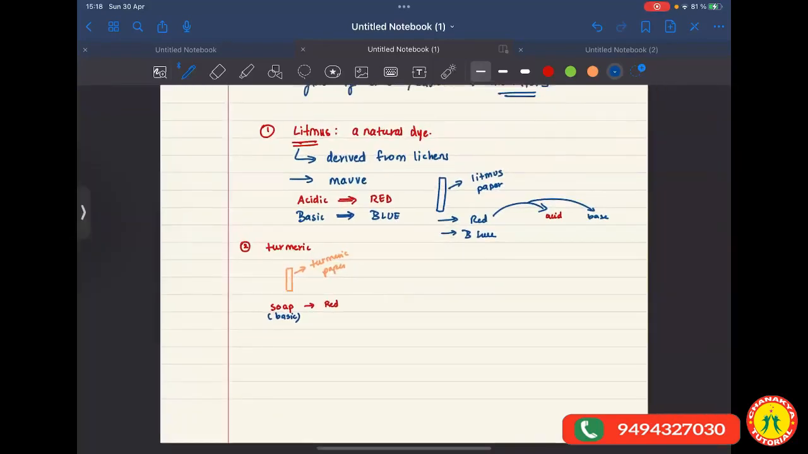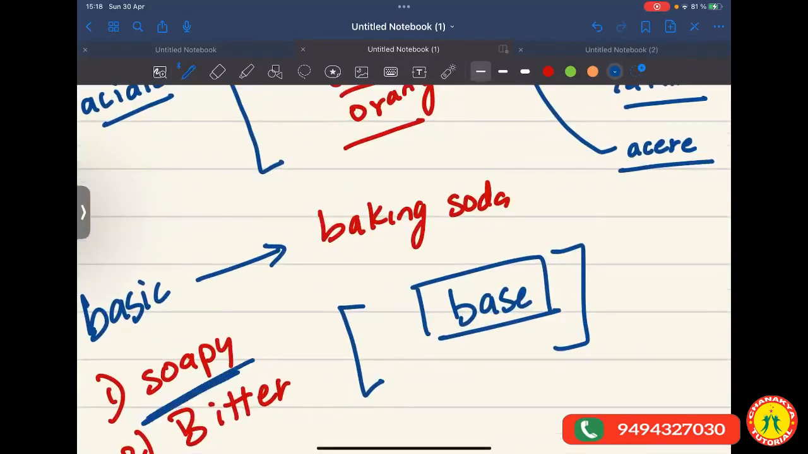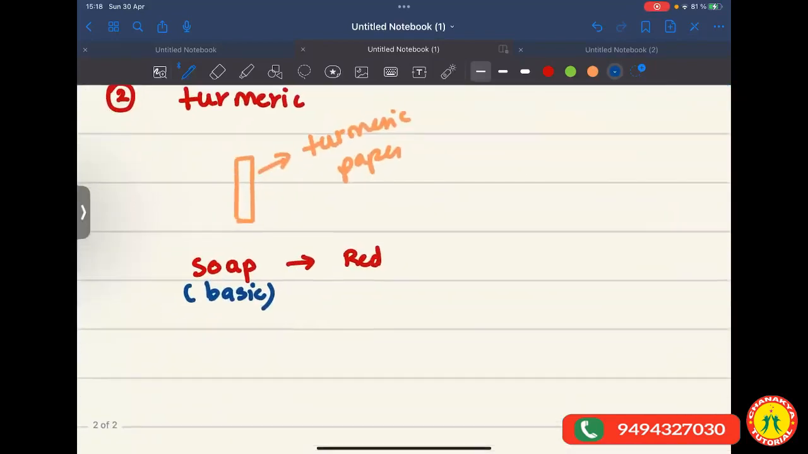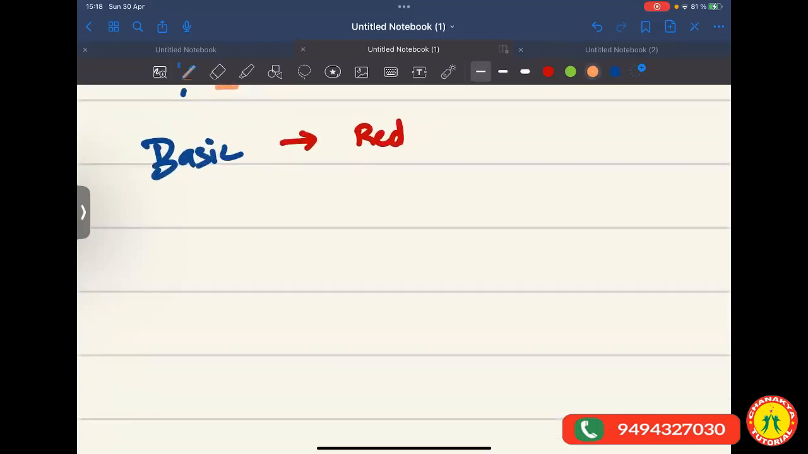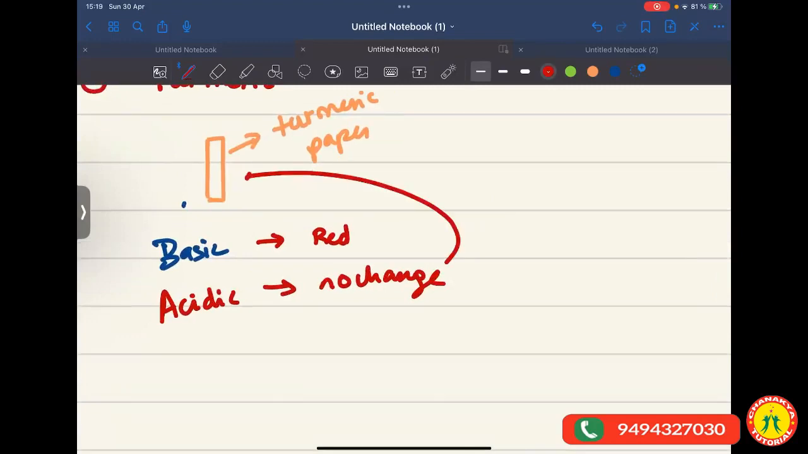Why? Because we've already told you in the start of the lesson, bases always have a soapy texture. Acids don't have a soapy texture. Okay. So in the turmeric indicator, it is the other way. Basic solutions turn the turmeric paper into red color. And with an acidic solution, there is no change. That is, it will stay yellow itself.